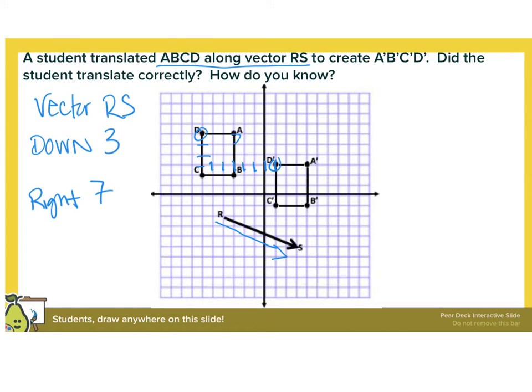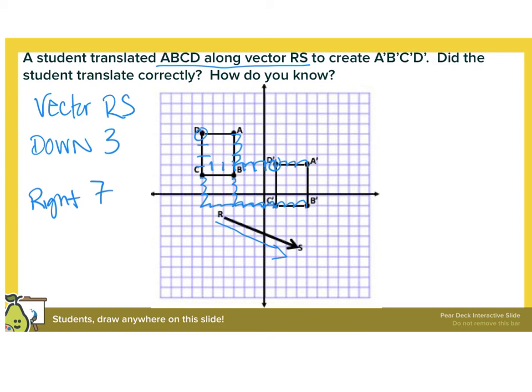So A is 1, 2, 3, 1, 2, 3, 4, 5, 6, 7 to A prime. So it works for A prime. C is down 3 and right 7, and B is down 3 and right 7.